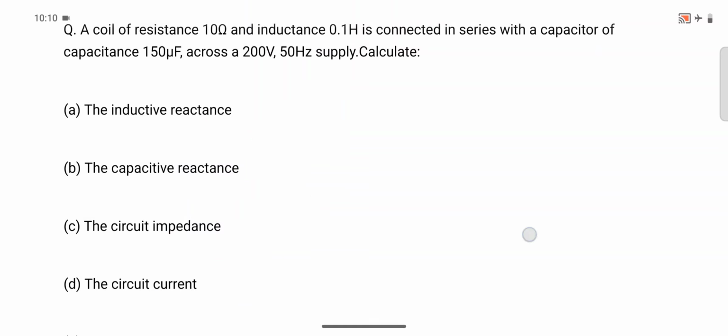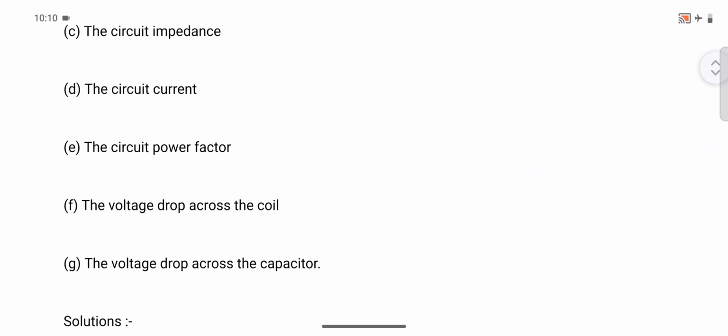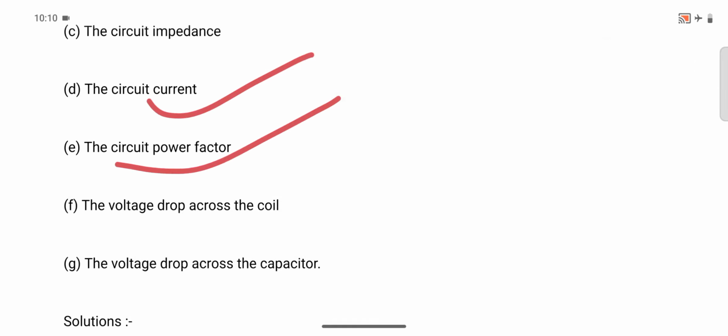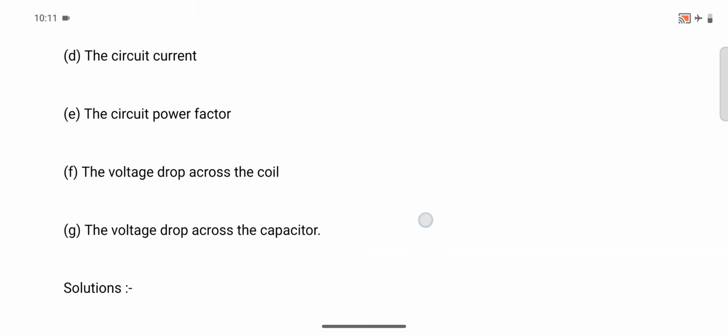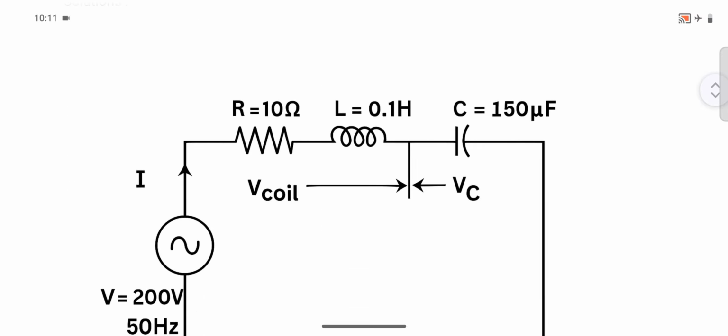We have to calculate the circuit current, the circuit power factor, the voltage drop across the coil, and the voltage drop across the capacitor. All these we have to find in this question. Now, what are the data we have given?